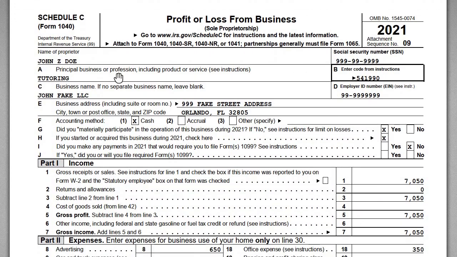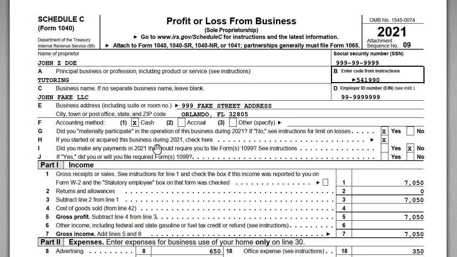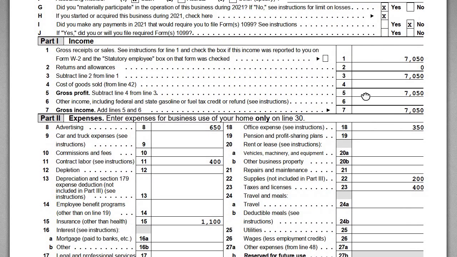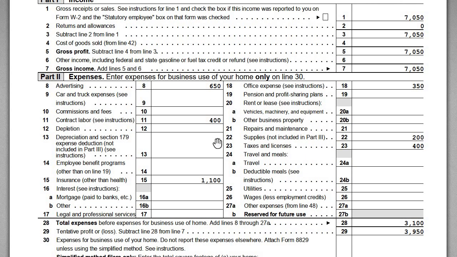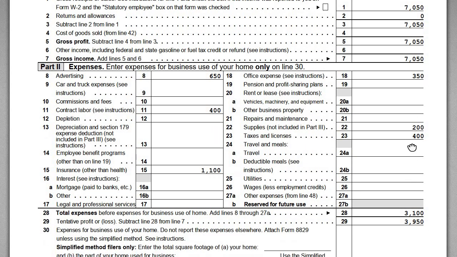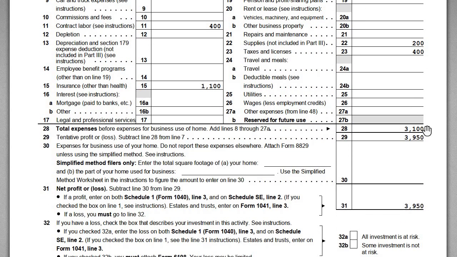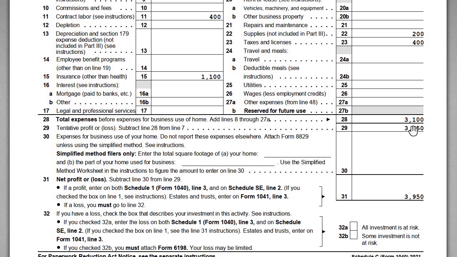This is what John should have included, right? Profit or loss from his business. He's got his John Fake LLC, obviously not a real LLC. This is just for educational purposes. But we have John Doe tutoring business, that's his LLC. And right here we have reported that income, so $7,050, and then he's reported all of his expenses here. So his total expenses are $3,100. His tentative profit or loss is $3,950.